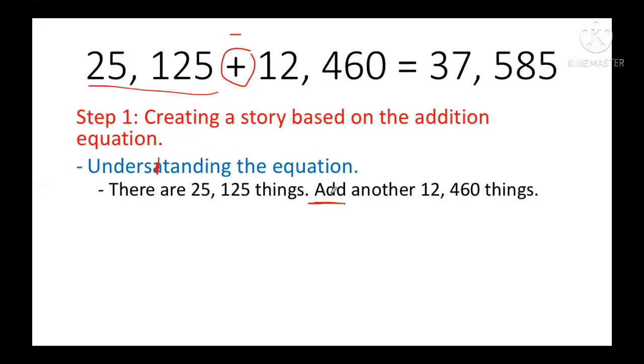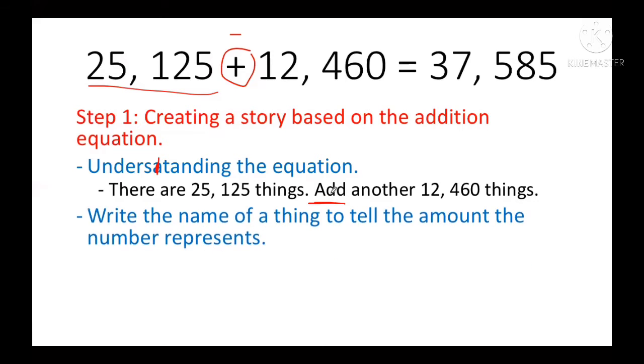After understanding the equation, we are now going to write the name of a thing. So you need to think, is it 25,125 balls or 25,125 apples? It's up to you. You are the one to identify a thing and choose what thing you like to use. So write the name of a thing to tell the amount the number represents.